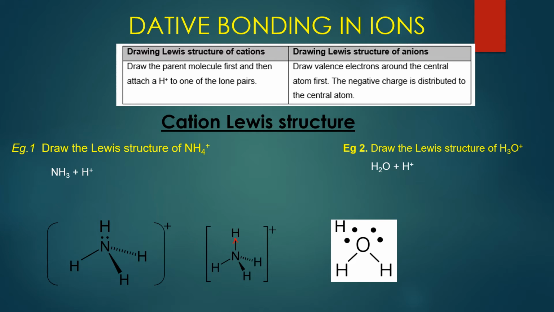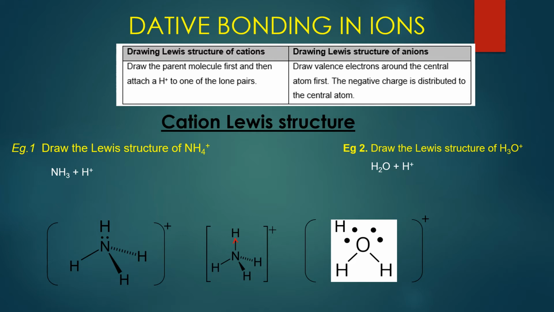The H plus is not sharing any of its electrons. It is only the oxygen that is sharing the electrons with the hydrogen. Hence, a dative bond is formed between the oxygen and the hydrogen. Now, because it's a cation, we must draw the square brace and put the charge on the top right-hand corner.